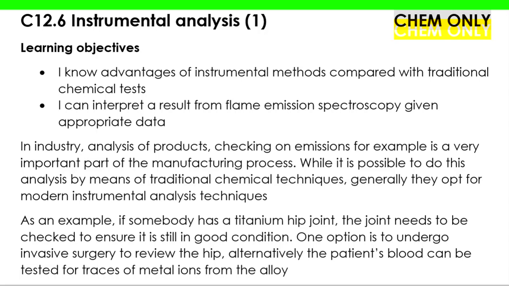In industry, analysis of products, checking on emissions, for example, is a very important part of the manufacturing process. And you can do that through traditional means, but nowadays, with the technology and the opportunities that are out there, modern instrumental analysis techniques are used. So we have the example here of somebody with a titanium hip joint. If you wanted to actually test the quality of it using older methods, you would need an invasive surgery. You would need to go in and analyse that sample. However, there can now be tests done on the patient's blood to see if any traces of the metal from the alloy are in there.